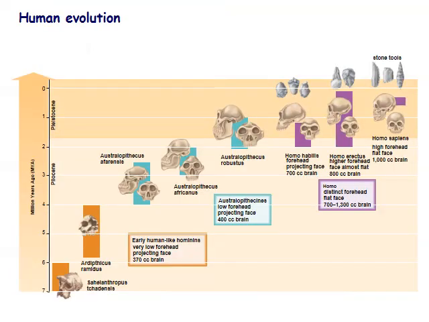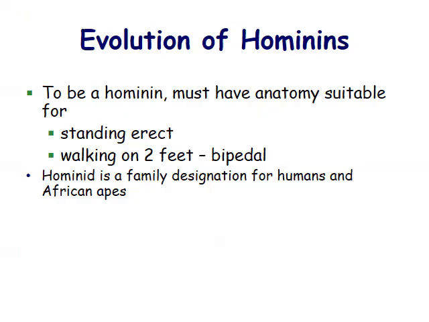This slide shows the evolution of humans through different phases, such as the Australopithecines, Homo habilis, Homo erectus, and Homo sapiens. Hominid is a classification for humans and our very close human ancestors. In order for an organism to be classified as a hominid, it must have a suitable anatomy for walking erect and standing on 2 feet, or being bipedal. Hominid is the family designation for humans, which also includes the African apes.